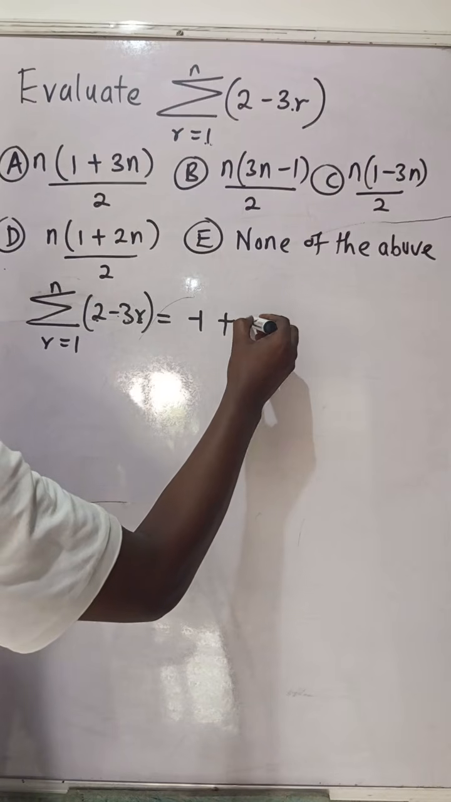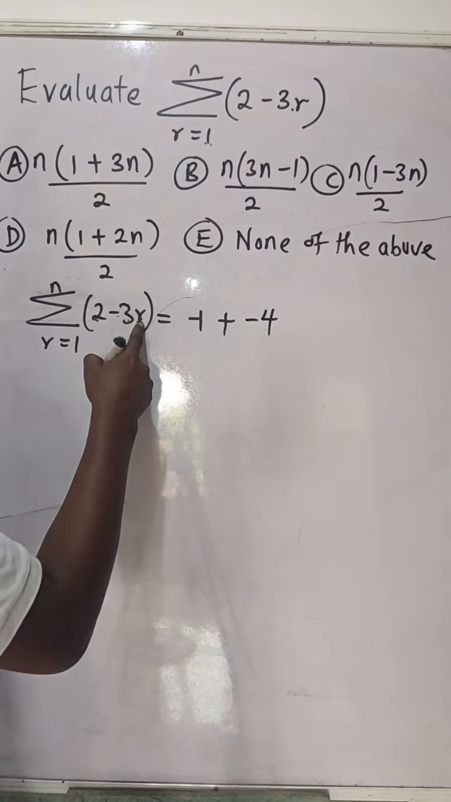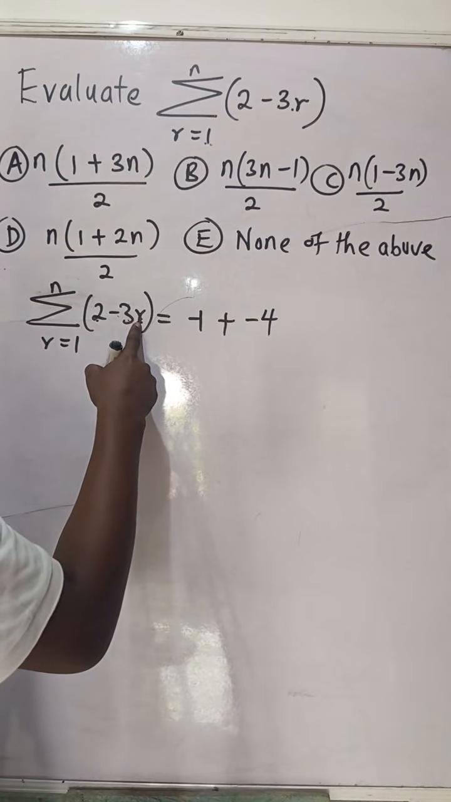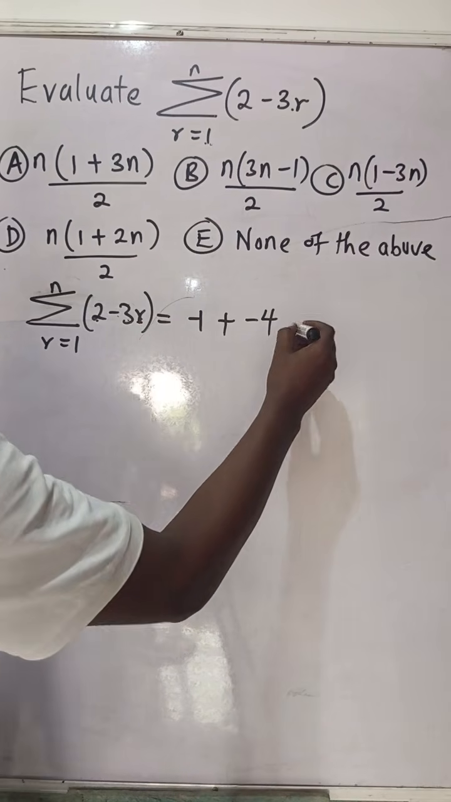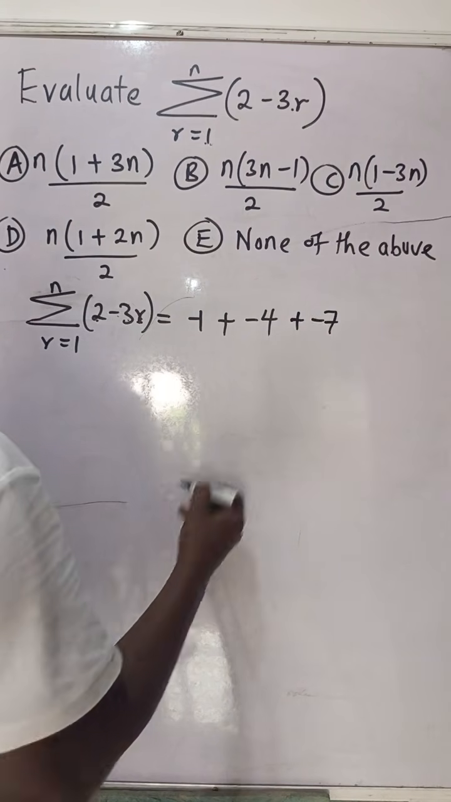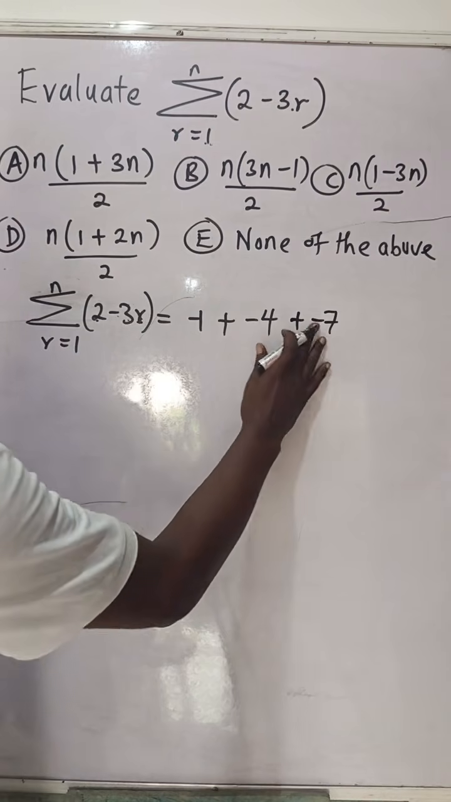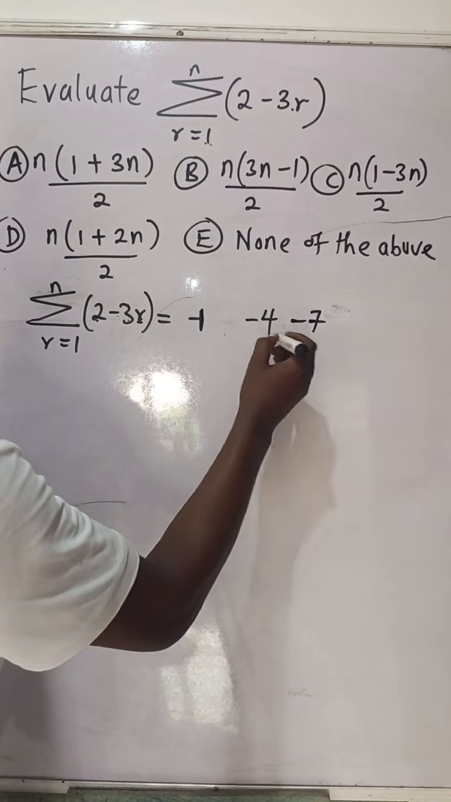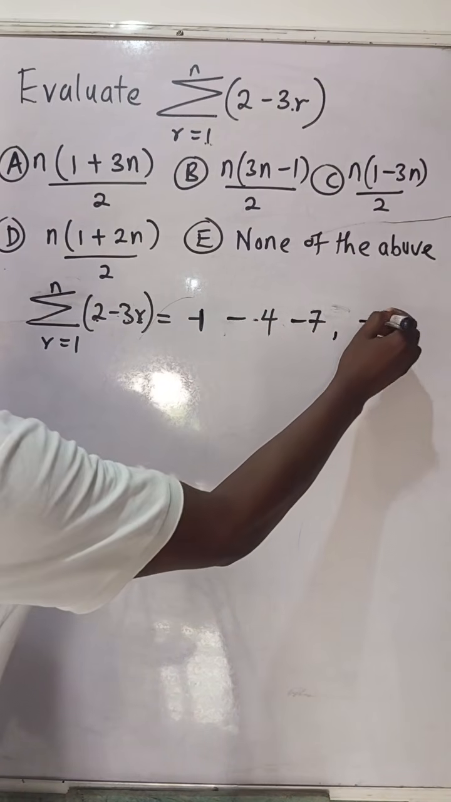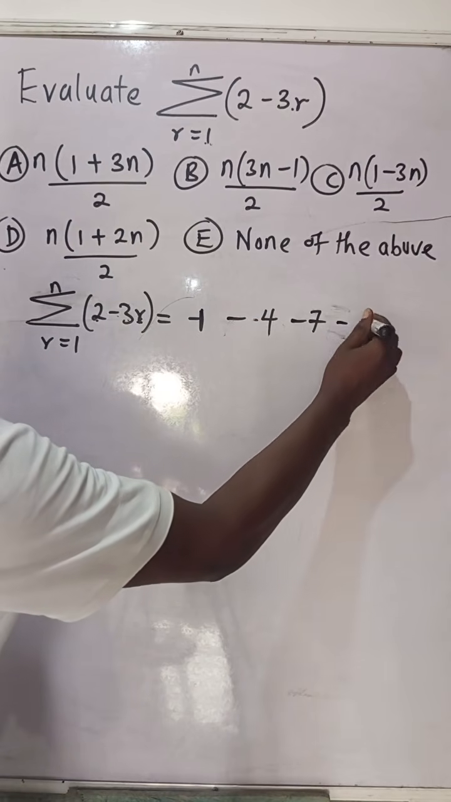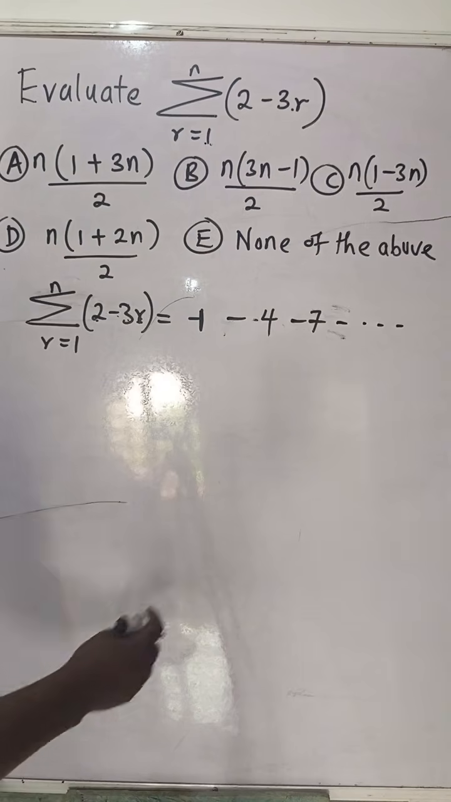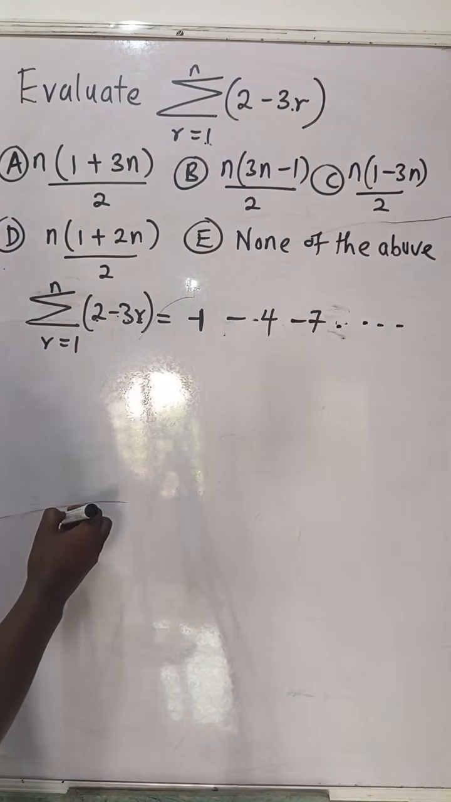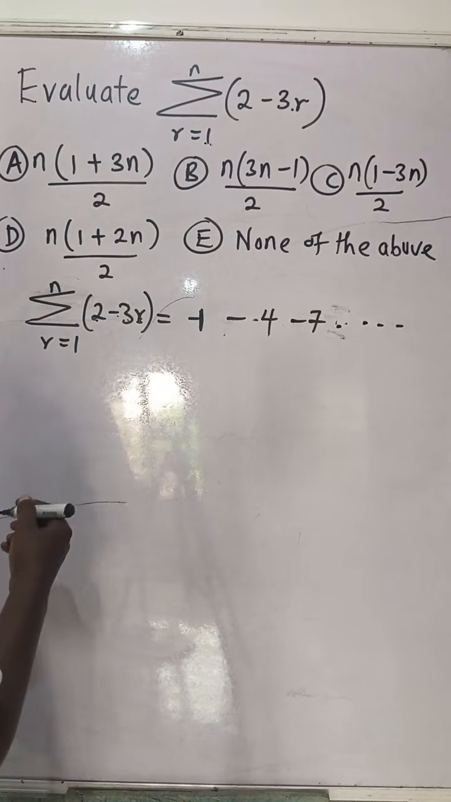minus 6 is minus 4. Put 3 here, and I would have 2 minus 9, which will give us minus 7, and so forth and so on. So if you check it, I would have minus 1, minus 4, minus 7, and so forth and so on. So in that case, that's how we would have it. Now we have this as our series.